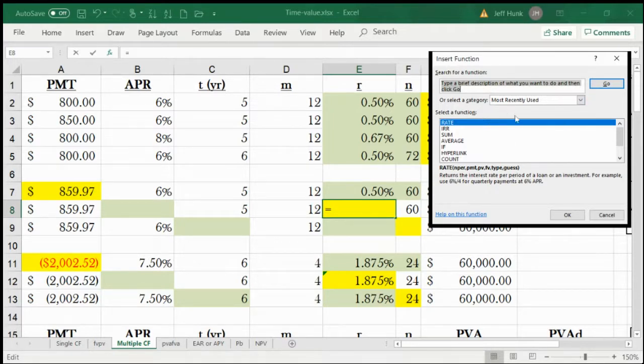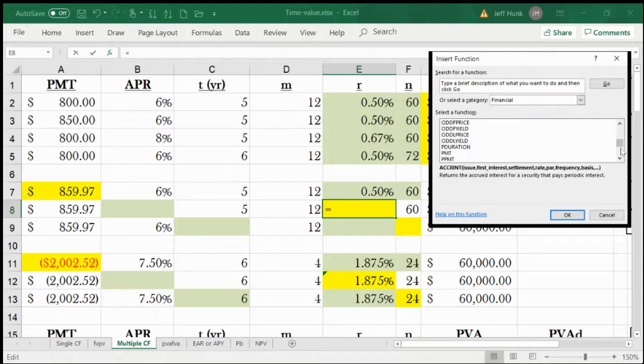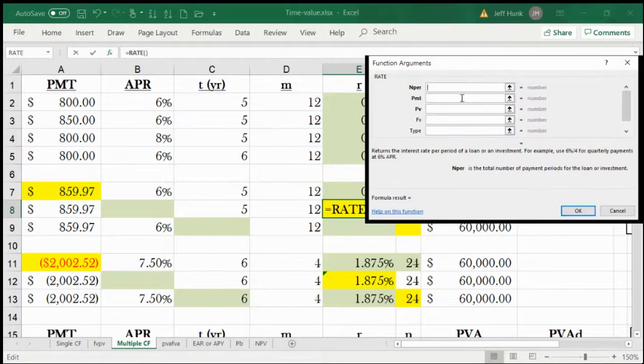it's the most recently used functions that you will find in the box. And since we recently used rate, it would come on top. But if you don't see it, you'll have to go into the financial category and scroll down until you find rate, because rate is the name of the variable we are looking for, right? R, rate. So hit OK.